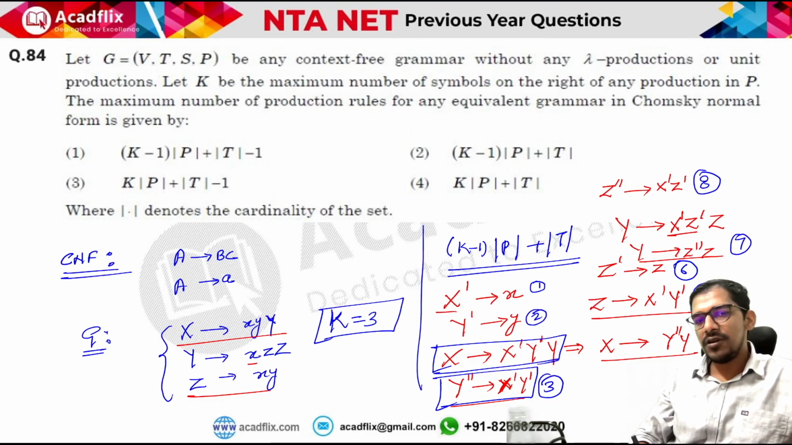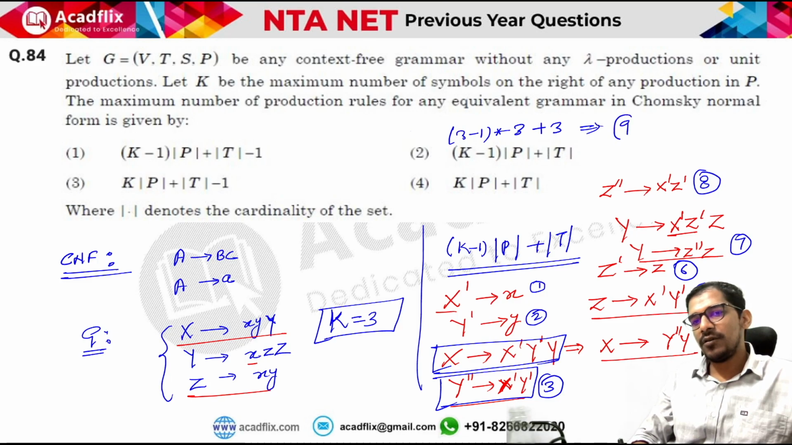So the value of k is equal to 3, because the maximum number of symbols on the right hand side of any production is 3. So 3 minus 1, and then the number of production rules in your original grammar is 3, right? Plus the total number of terminals, we have x, y, and z. So small letters are called terminals, and capital letters are called variables or non-terminals. Okay, so in this we are using three terminals. So 3 minus 1 is 2, 2 into 3 is 6, 6 plus 3 is 9.